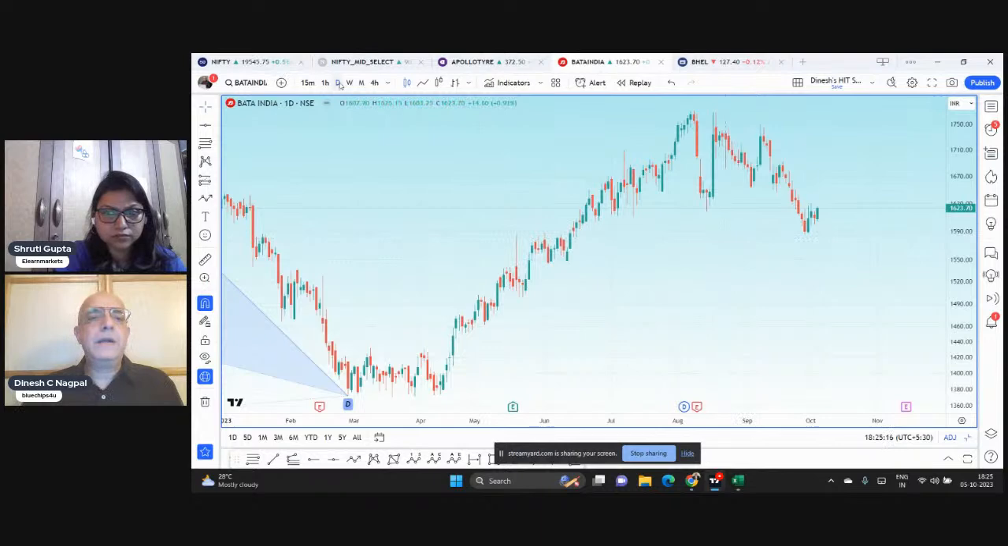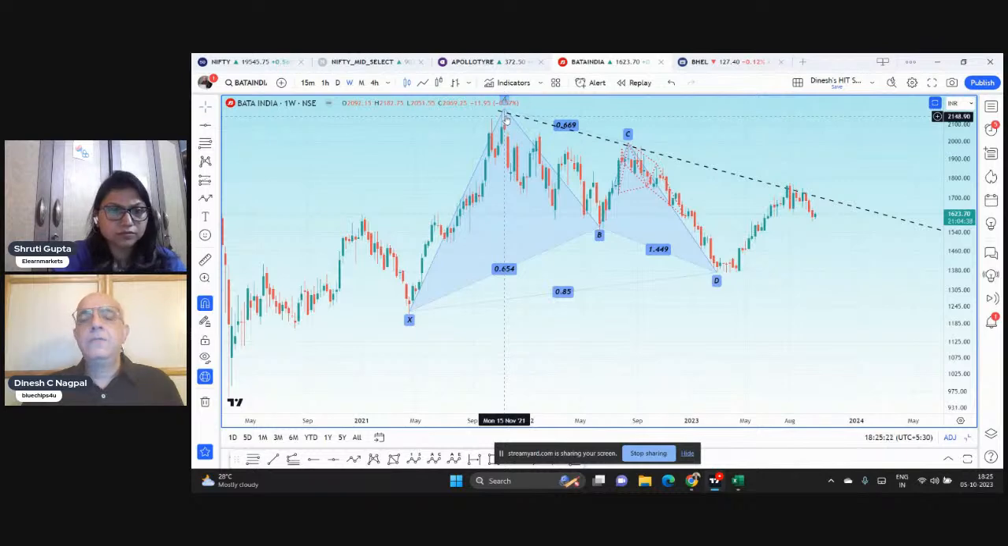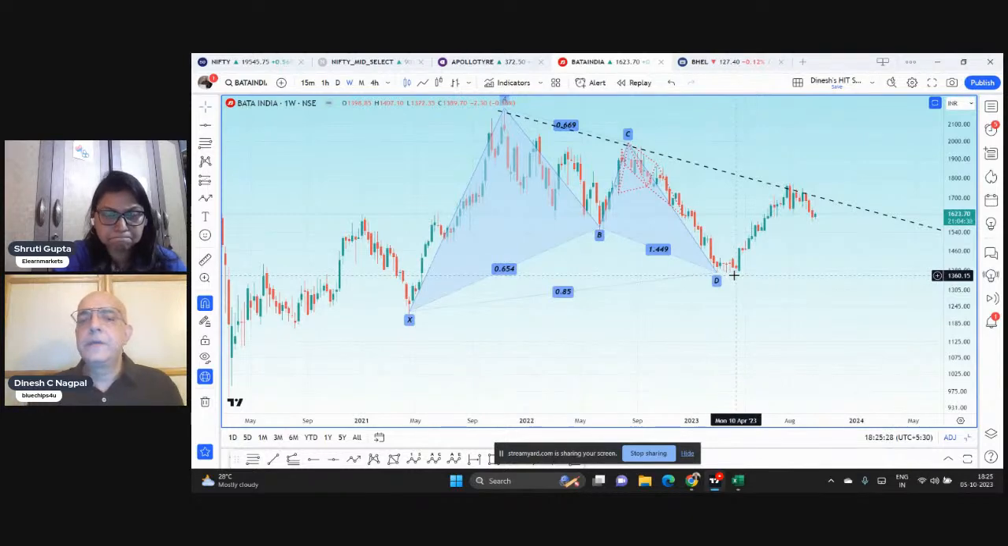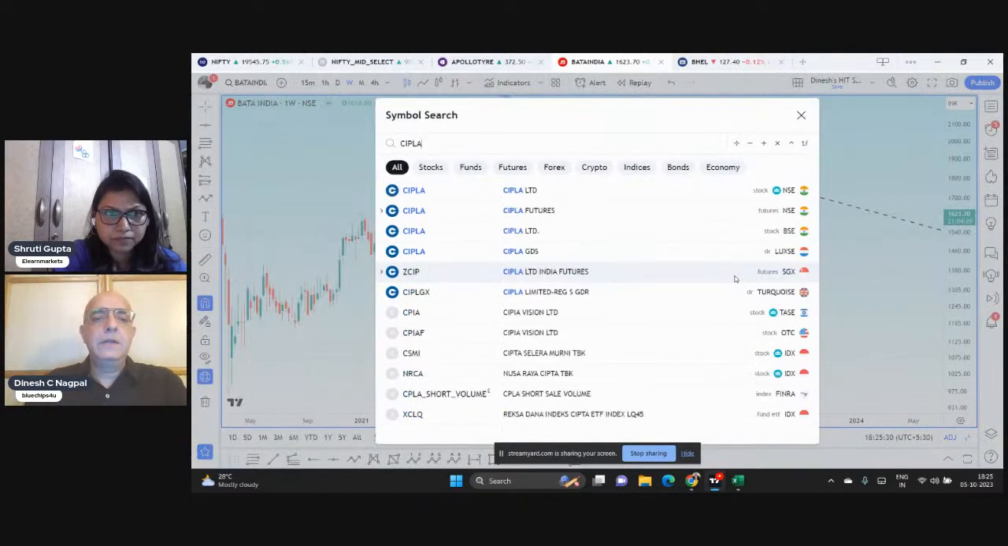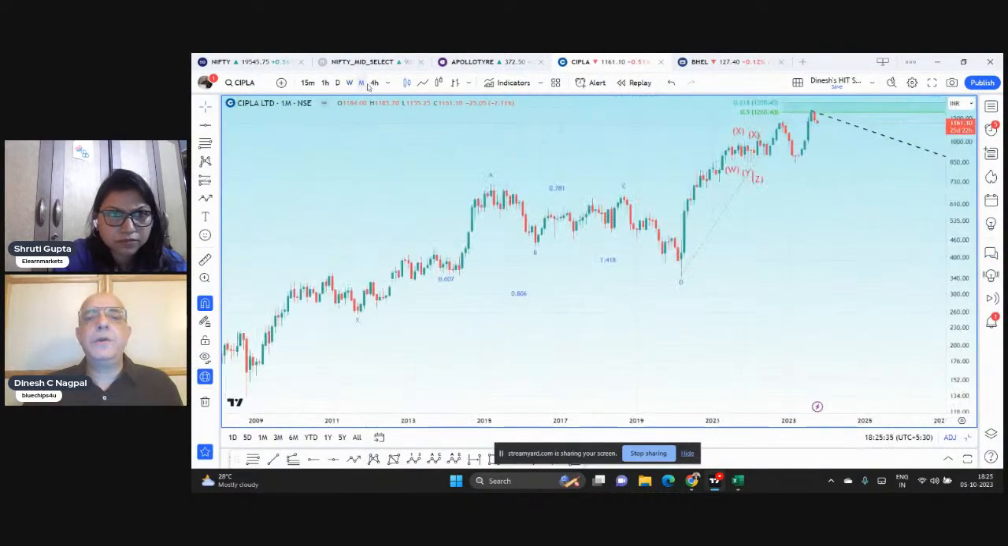So let me give you another example of how patterns work. Look at Bata. It had a massive fall from 2100 all the way down to 1300. Look at the turnaround. So I'll give you another bigger one, which is Cipla. Now, speaking from an investor's point of view, look at this one.